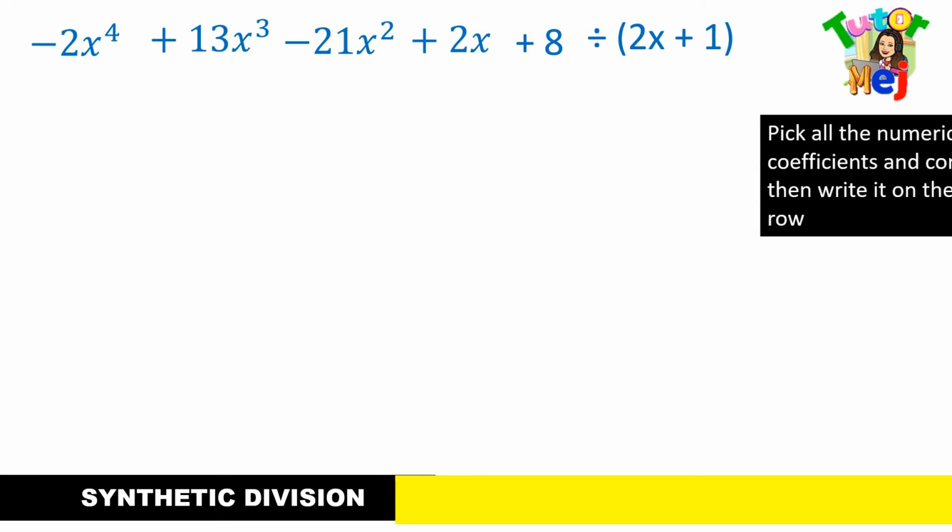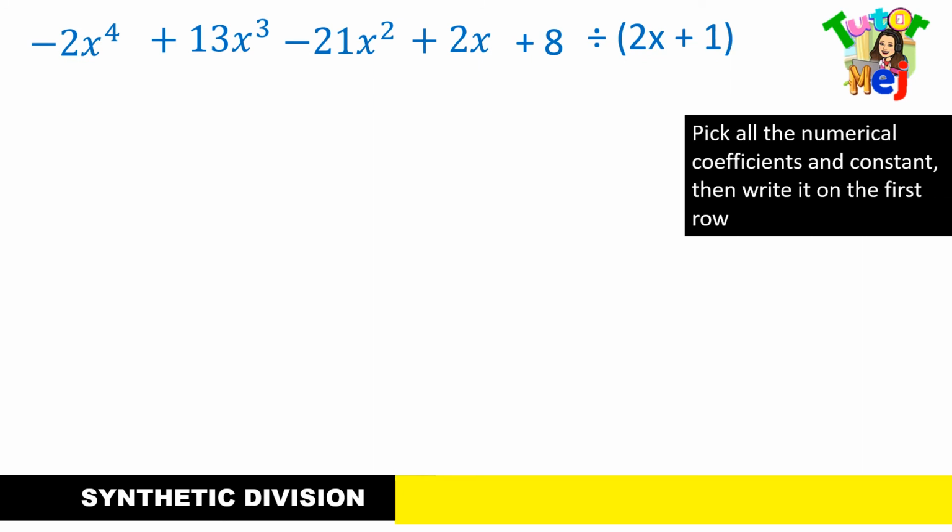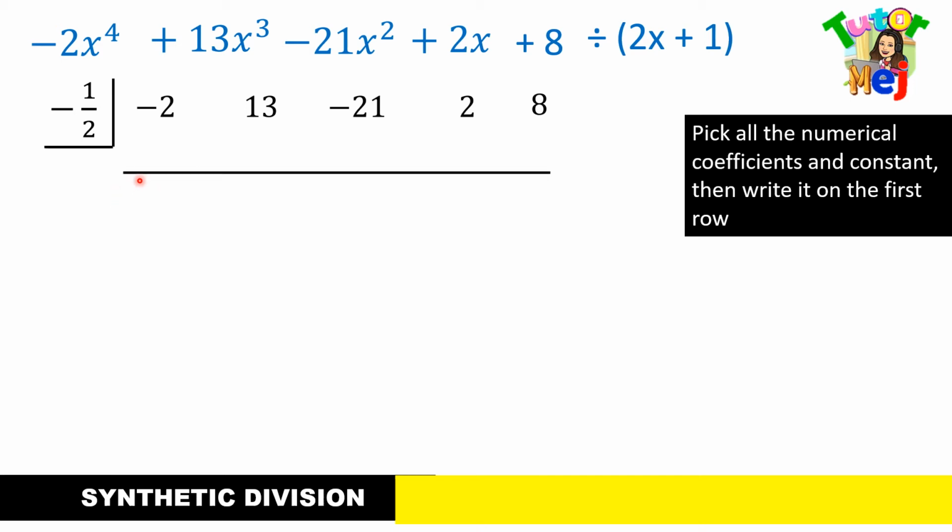We are now ready to pick all the numerical coefficients and constant, then write them on the first row. So we have here negative 2, positive 13, negative 21, positive 2, and positive 8. Then from this divisor, we got negative 1 half as our first root divisor. So we bring down negative 2 for the first process.